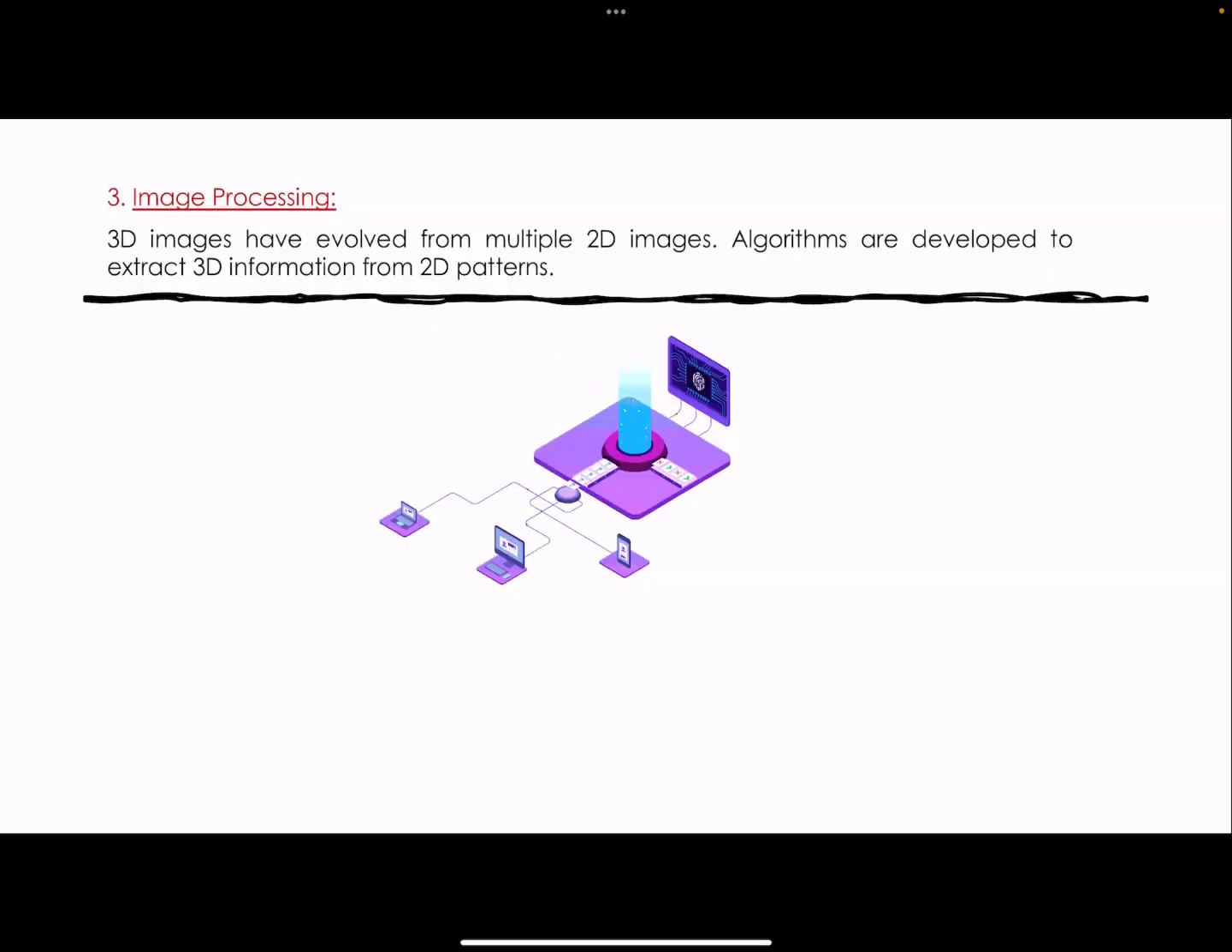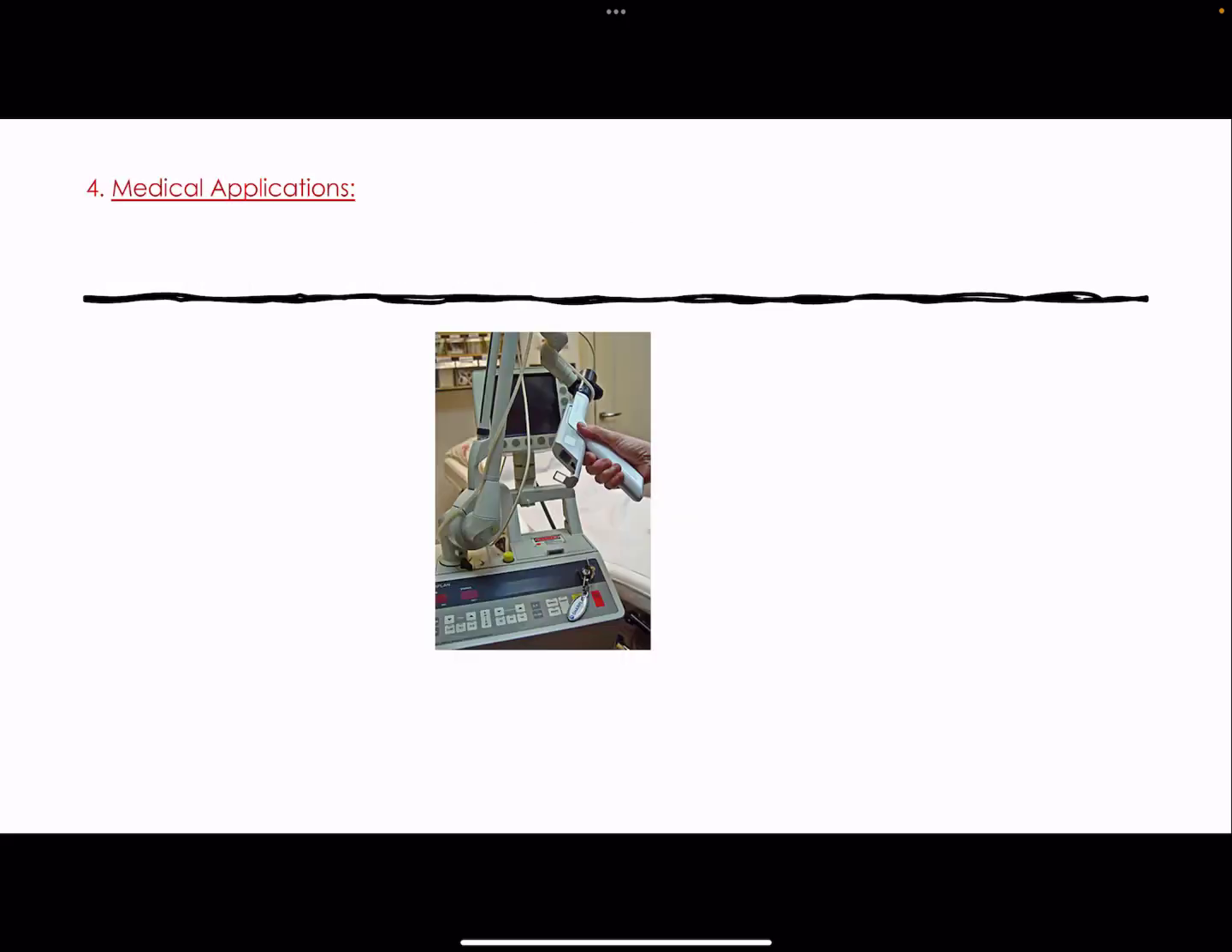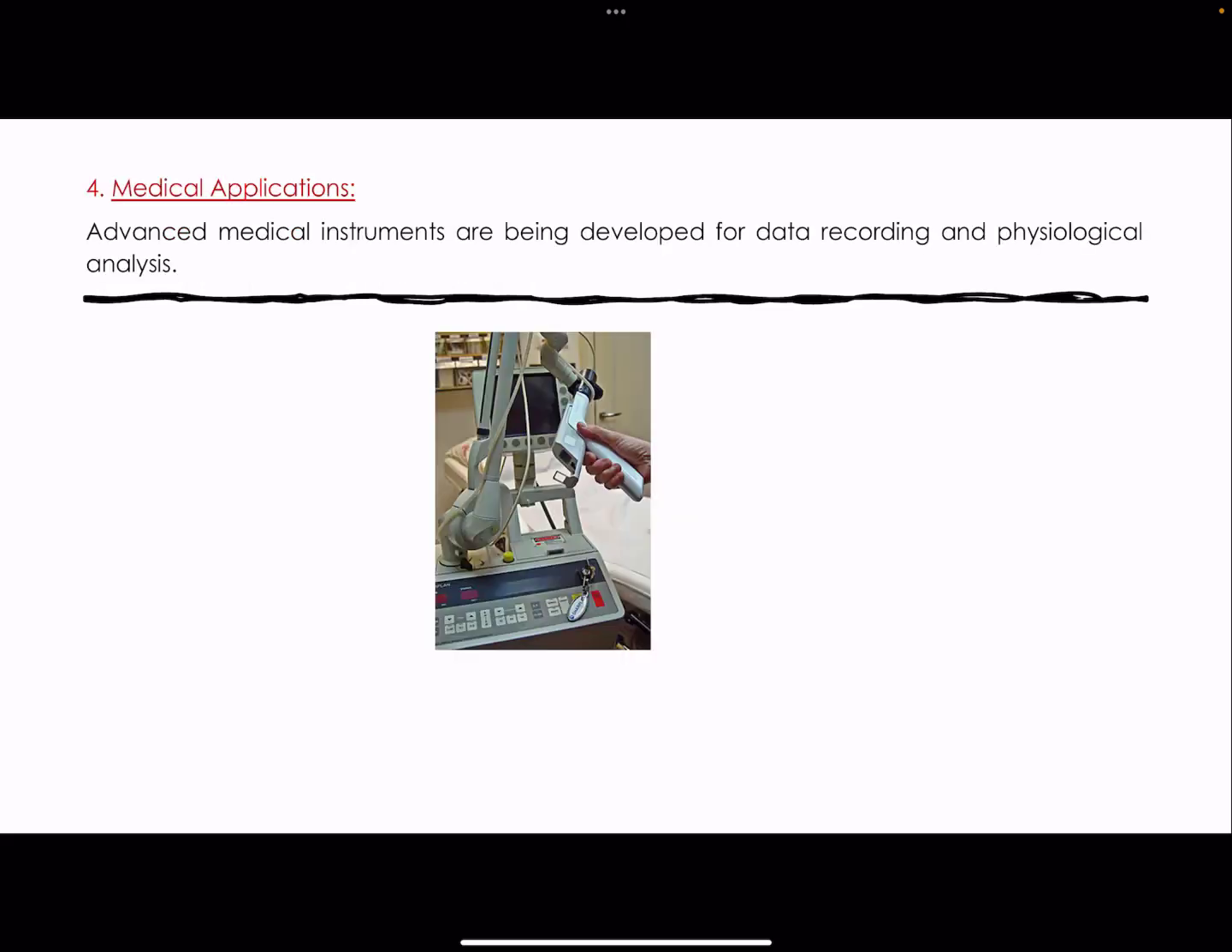The third application is the image processing. The 3D images have evolved from the multiple 2D images in which the algorithms are developed to extract the 3D information from the 2D patterns. And the last application is the medical applications. The advanced medical instruments are being developed for the data recording and the physiological analysis. And these are mainly used to diagnose the diseases and other healing purposes. So this is how the electronic devices are being used in different sectors. So these are some of the important concepts of the basic electronics.